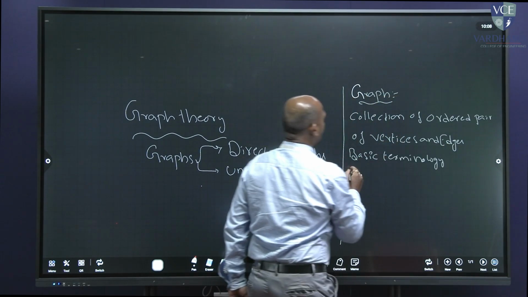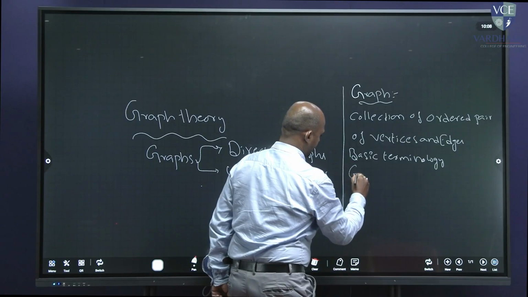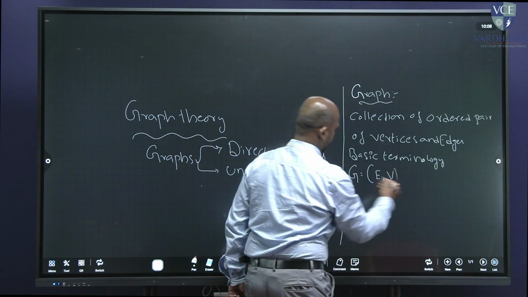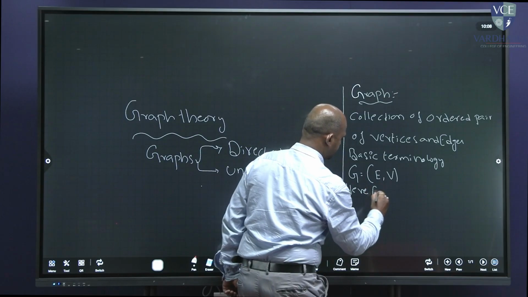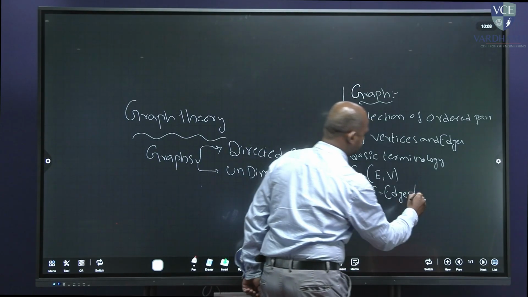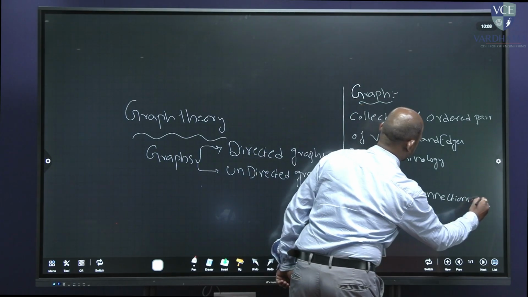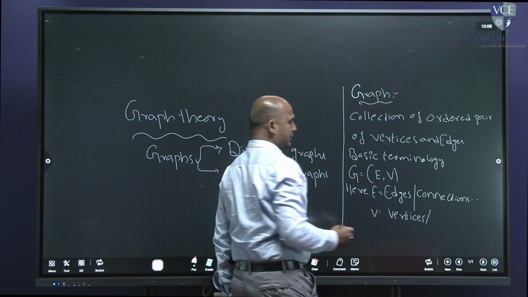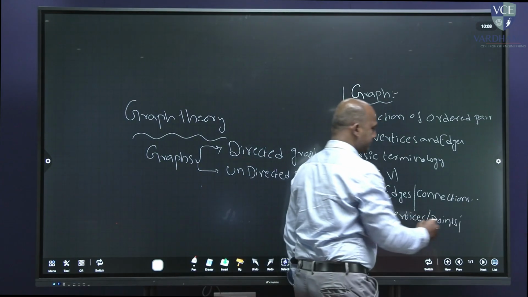Basic terminology: we have the mathematical representation, a graph G is equal to E comma V. Here E is nothing but edges, even we can call it connections, etc. And V is nothing but vertices, even we can call it points or nodes.